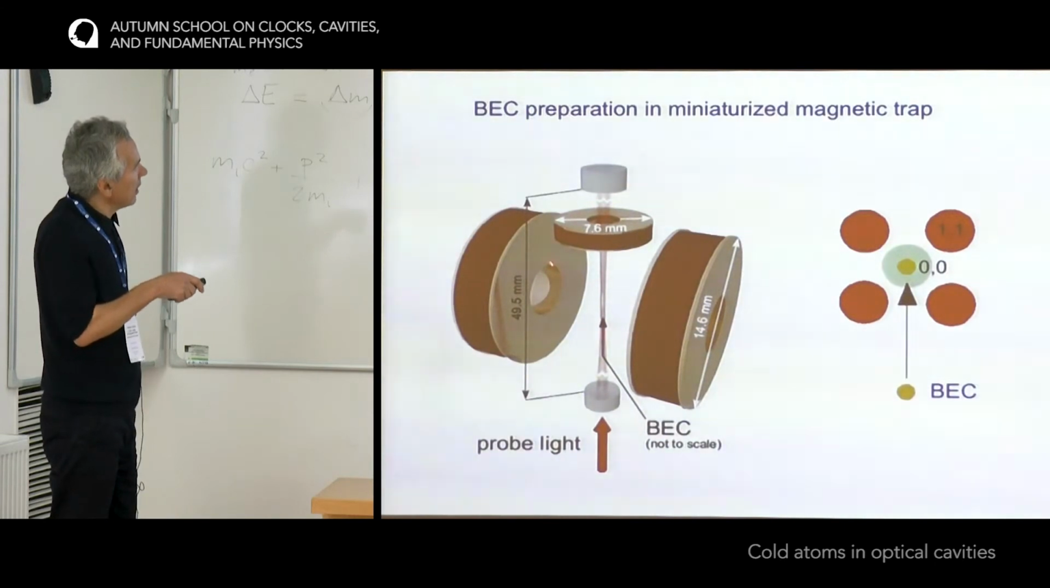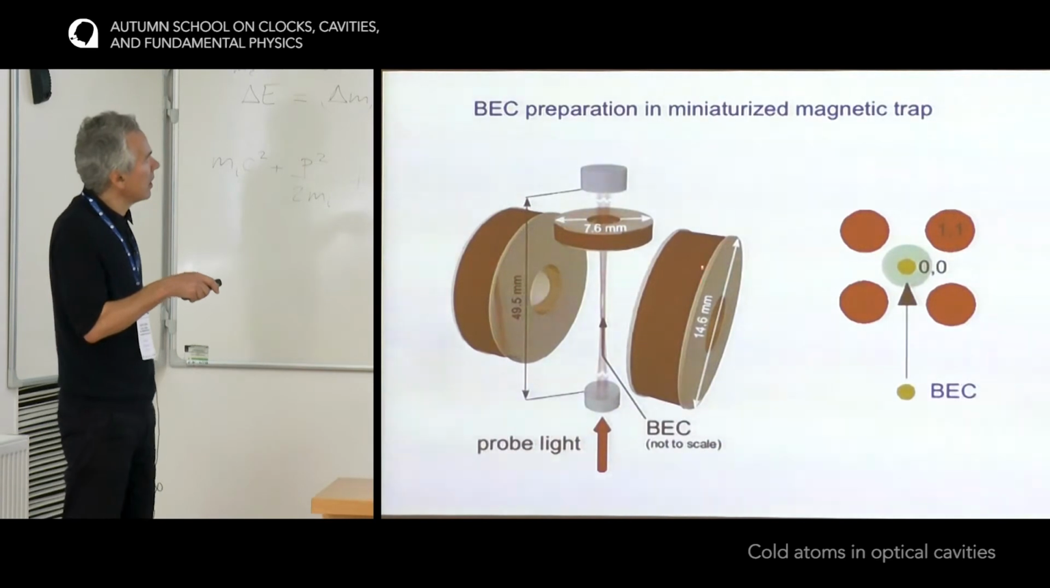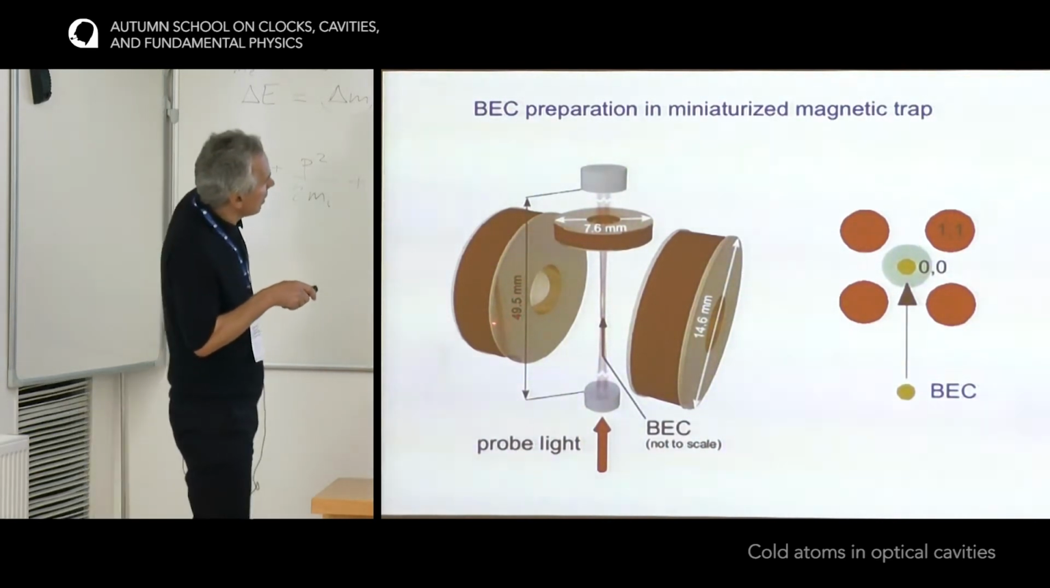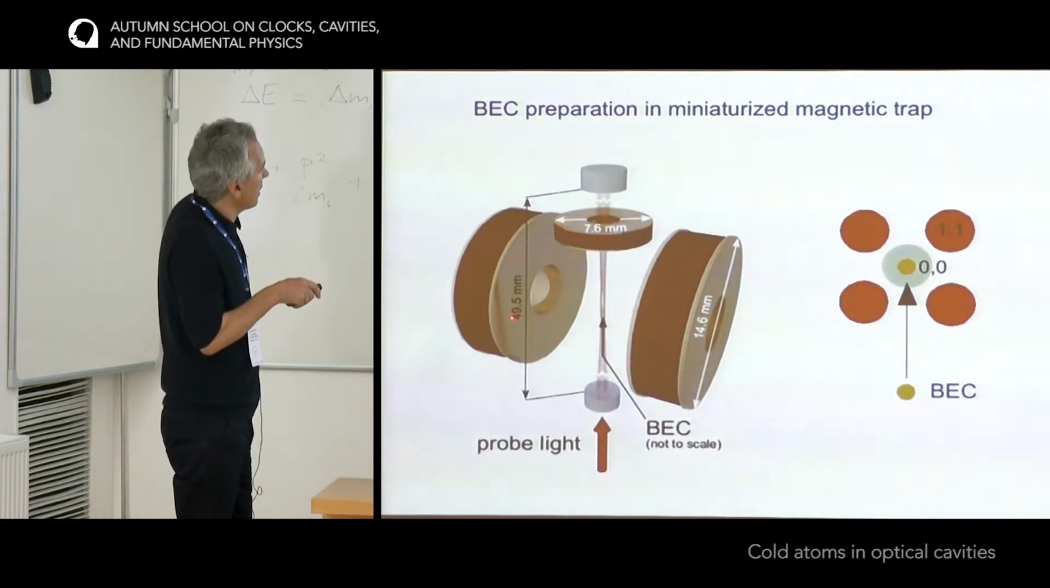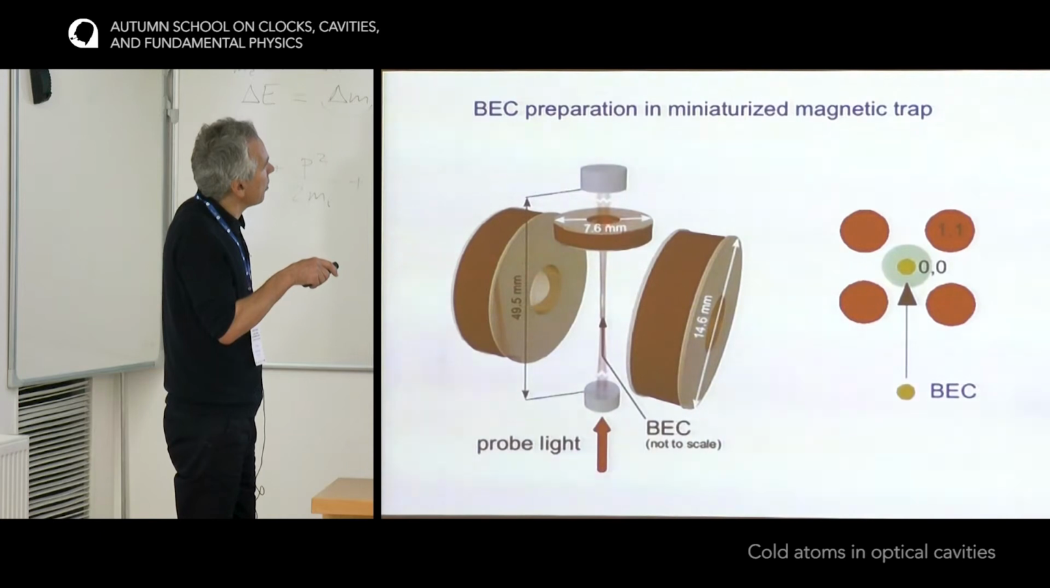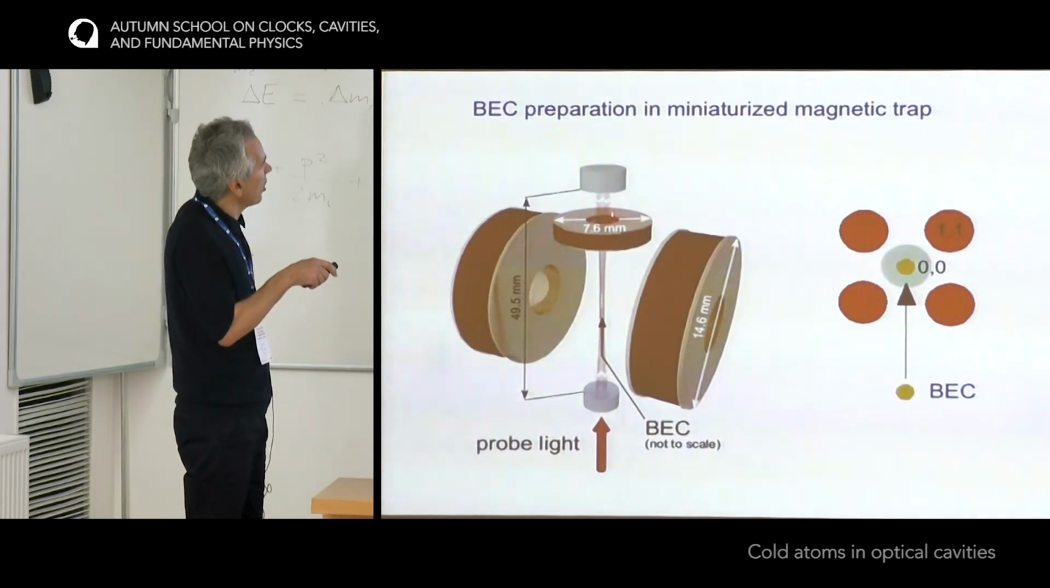And to show you a more realistic view of what is in the vacuum chamber, there are the coils for making the Bose-Einstein condensate, and just to give you the scales, this is a coil of size 50 millimeters, and this is a 7.6 millimeter diameter coil.